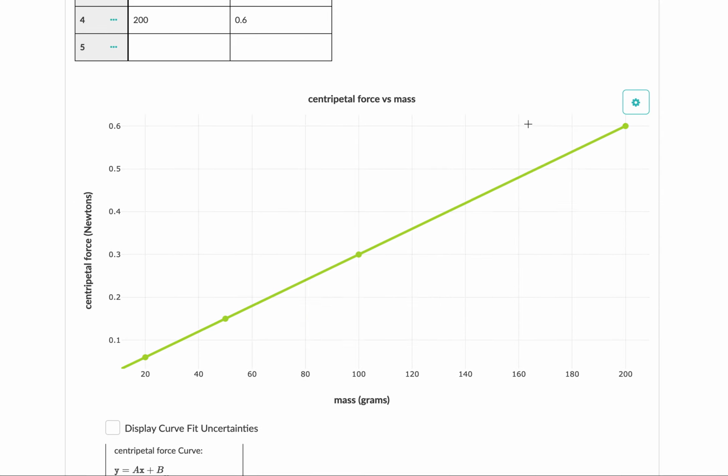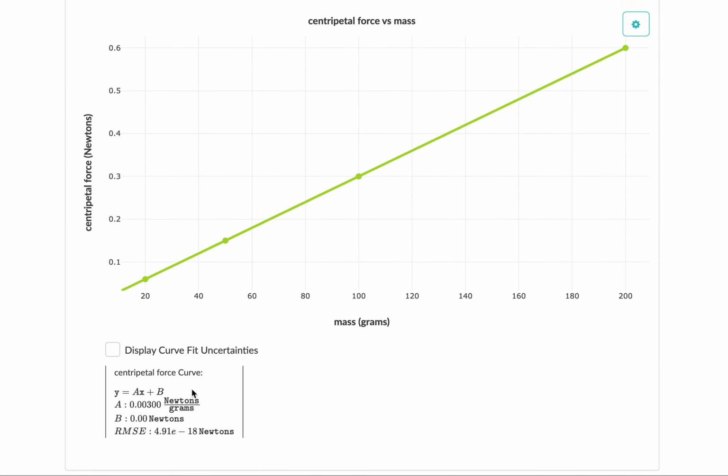Okay, so then I actually have the equation of that line in the form y equals ax plus b, where a, which is the slope, is 0.003 newtons per gram. Y, of course, is the centripetal force, and x is the mass. Okay, the b value is the y-intercept, which it's saying is 0. So that means that this intercepts the y-axis at 0 newtons, and that's because if there's no mass, there would be no force.